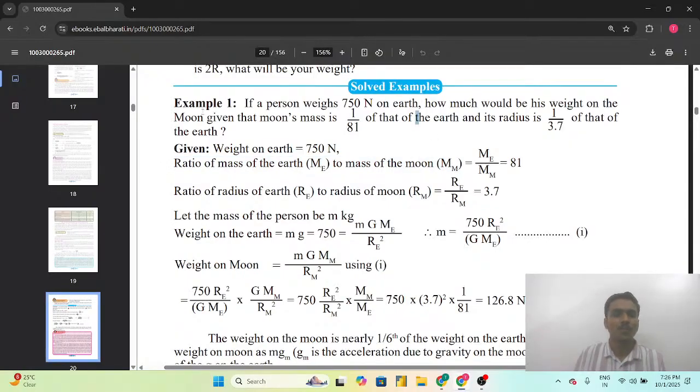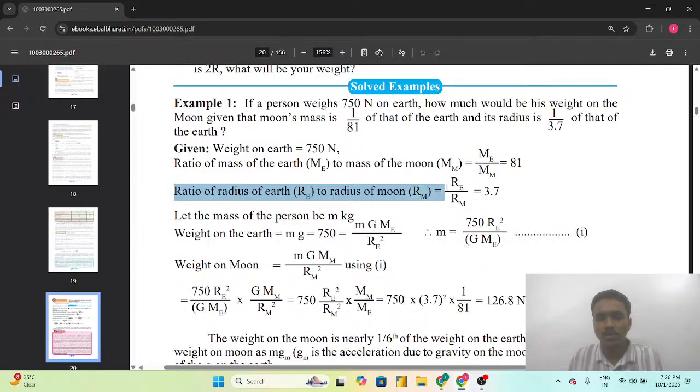Actually, we are given the mass of the moon as a ratio, that is 1/81 of the mass of the earth. So the mass of the earth upon the mass of the moon will be 81, and the ratio of the radius of the earth to the moon will be 3.7, as given.